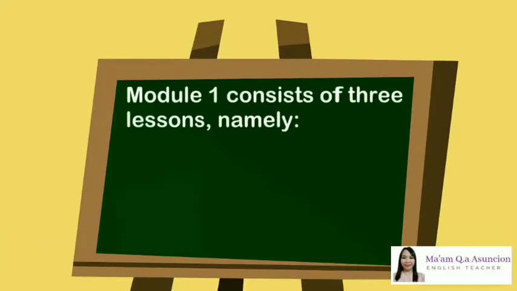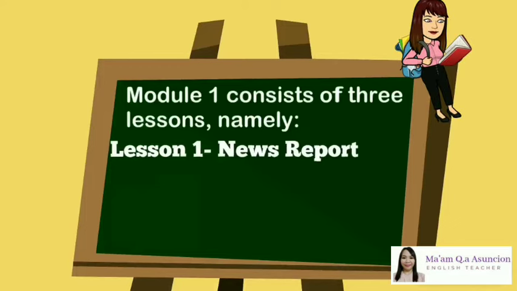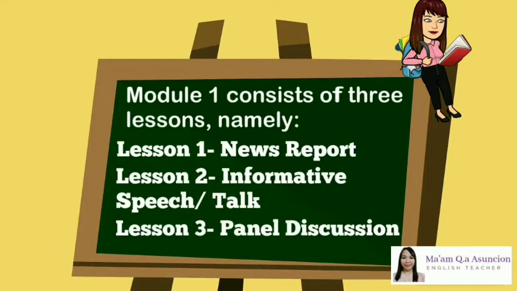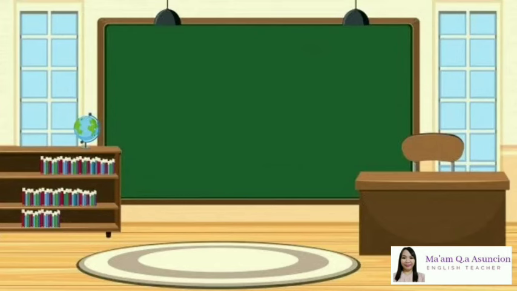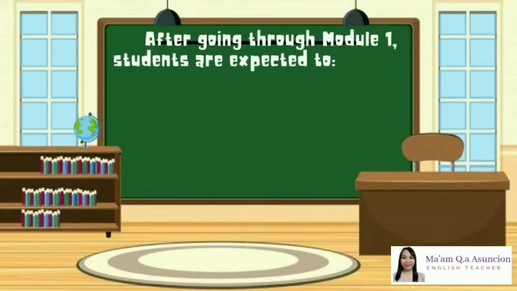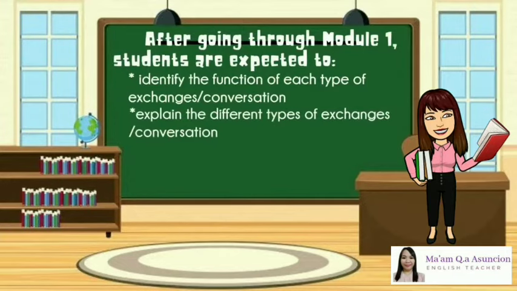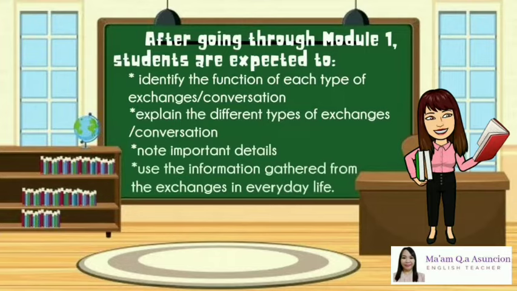Module 1 consists of 3 lessons, namely, Lesson 1, News Reports, Lesson 2, Informative Speech or Talk, Lesson 3, Panel Discussion. After going through Module 1, students are expected to identify the function of each type of exchanges or conversation, explain the different types of exchanges or conversation, note important details, and use the information gathered from the exchanges in everyday life.